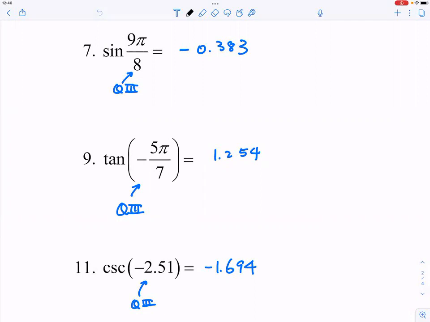Number 9, tangent of negative 5 pi over 7. That angle is in quadrant 3, so positive ratio, 1.254.